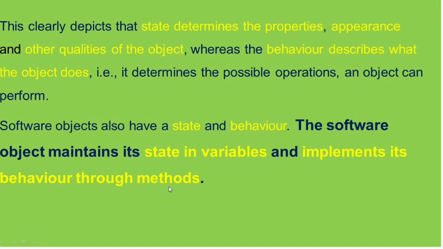Now variables and methods you have not studied till now, but I will give you a simple definition of a variable, and a simple definition of a method. So what is a variable? A variable is something whose value can change. For example, when that person went to the bank, his account balance was 1,000.